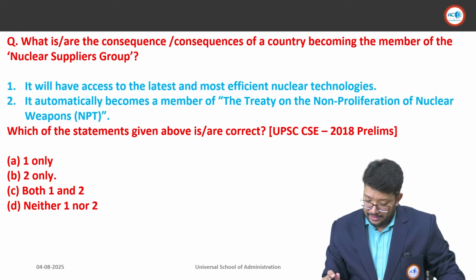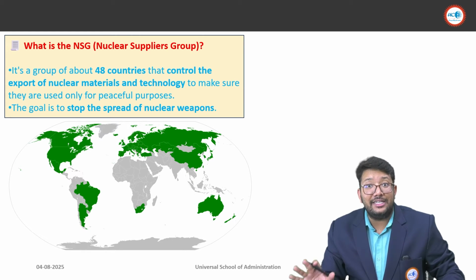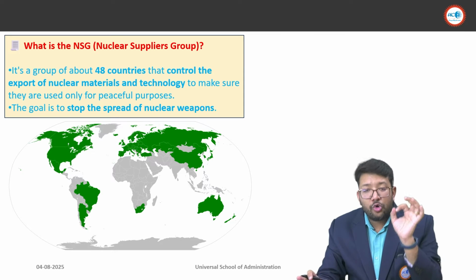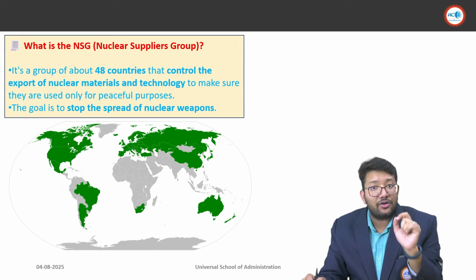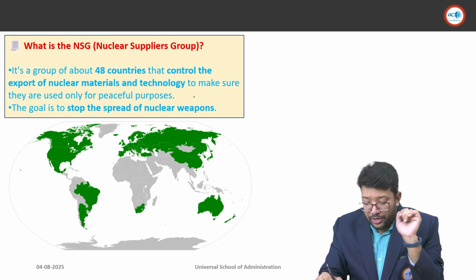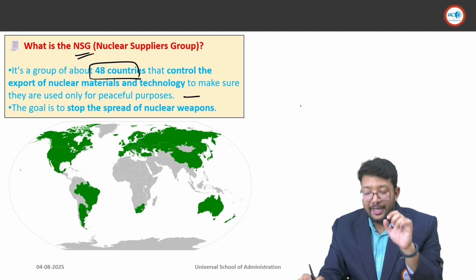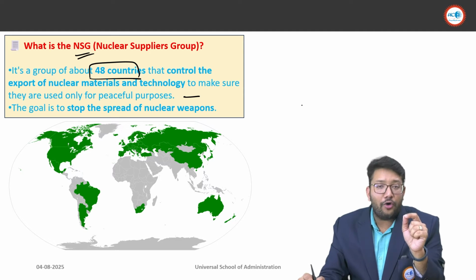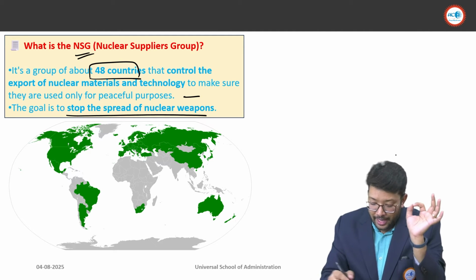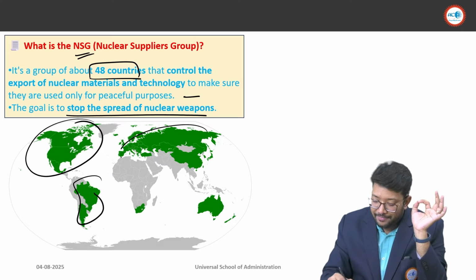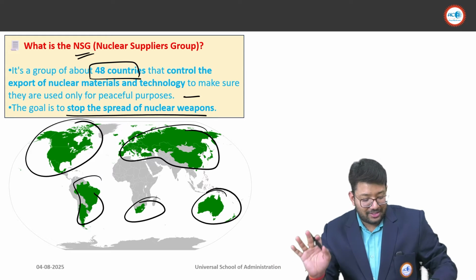So what exactly is the answer? First of all, we will know what exactly is NSG, Nuclear Suppliers Group. It's a group of 48 countries that controls the export of nuclear materials and technology to make sure they are used only for peaceful purpose. And what is the goal of this group? The goal of this group is to stop the spread of nuclear weapons. And all these countries on the green colors, they have the nuclear material. So this is the NSG.